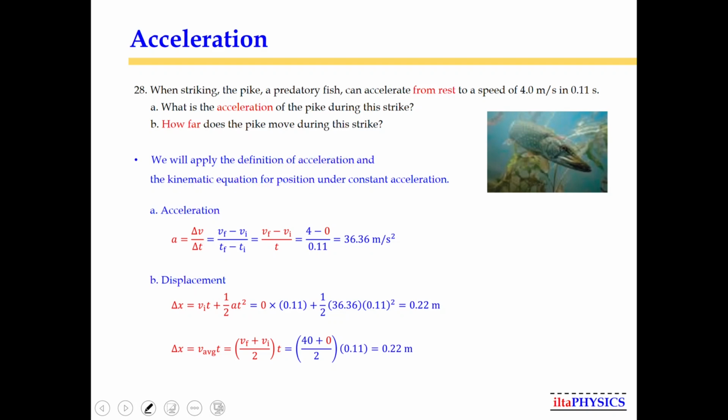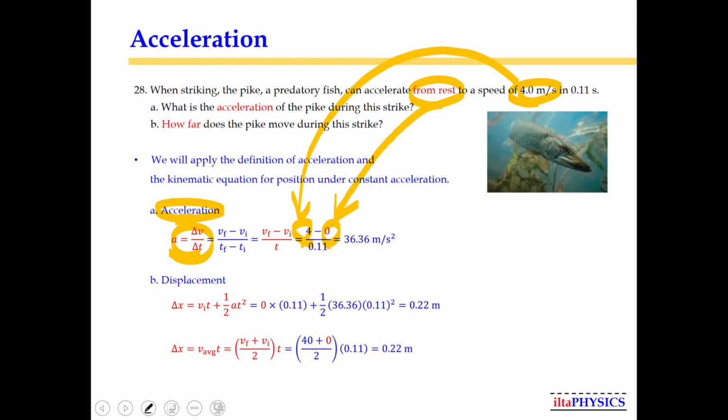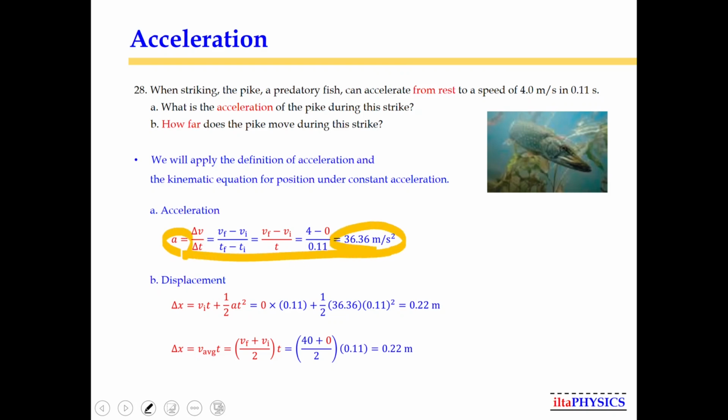Acceleration is the change in velocity divided by the time interval. From the problem, the initial velocity is 0, the final velocity is 4 meters per second, and the time interval is 0.11 seconds. Calculating this gives an acceleration of 36.36 meters per second squared.